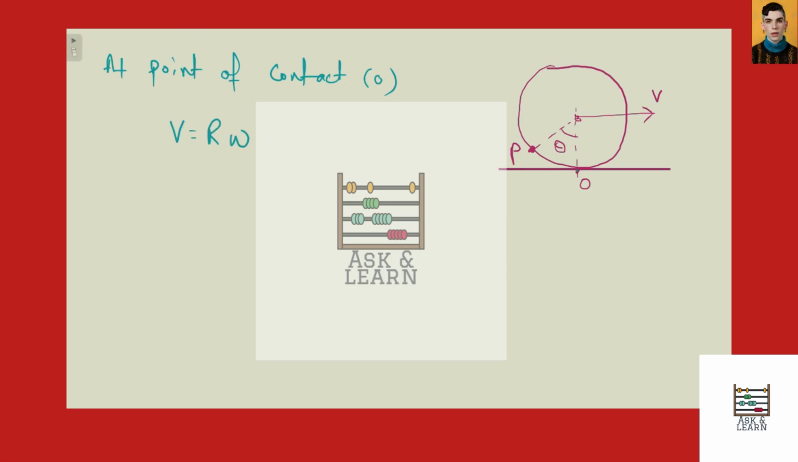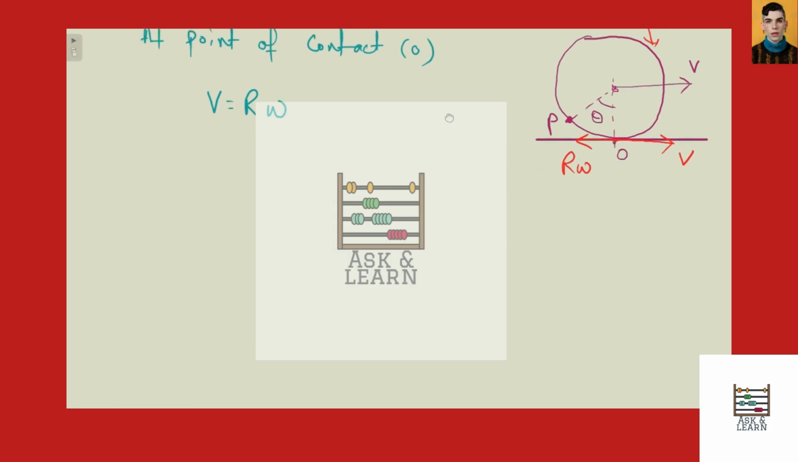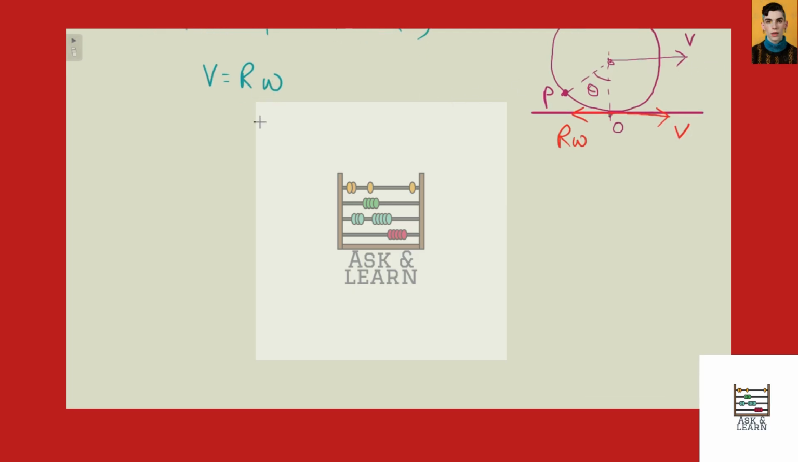At this point there are two types of velocity. One is this linear velocity, that is in the forward direction, v, and one is due to the rotation of this hoop in this direction. There is a velocity that is r omega. So at the point of contact there is no slipping. So because of no slipping, these two velocities will be equal. So v is equal to r omega, or I can say from here omega is equal to v by r.